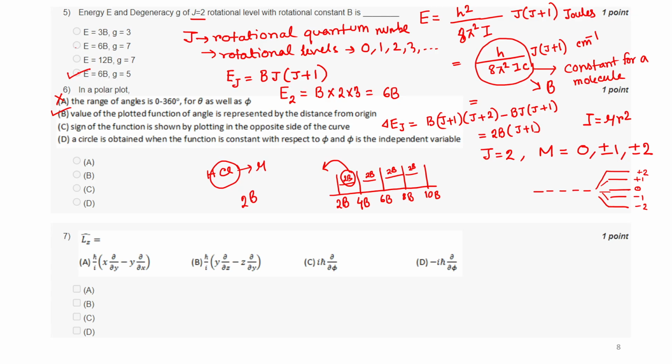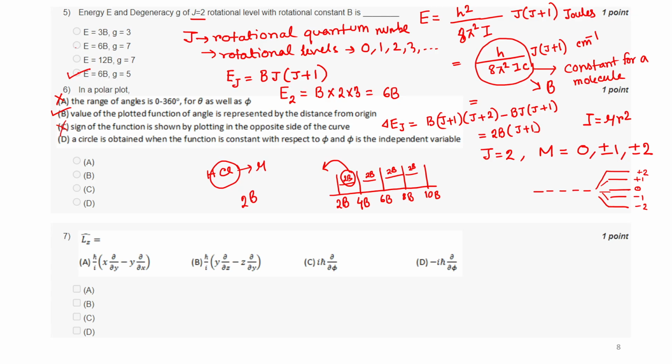So for polar plots, depending on theta, you have some magnitude or amplitude of your wave function, and that you are going to plot. So actually statement 3 is also incorrect, because it is not by plotting the opposite side of the curve, but by giving a proper color to that. Now what about statement D?